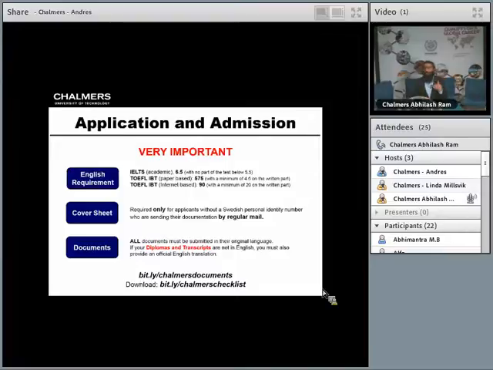Remember that all of your documentation has to be in its original language. So for example, transcripts, diplomas, these have to be in their original language, which means that if the original language is not English, you must also submit official translations in English.